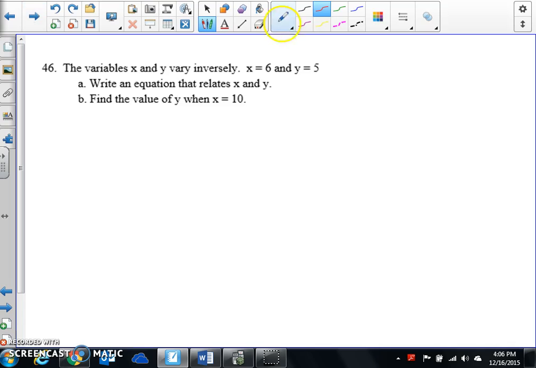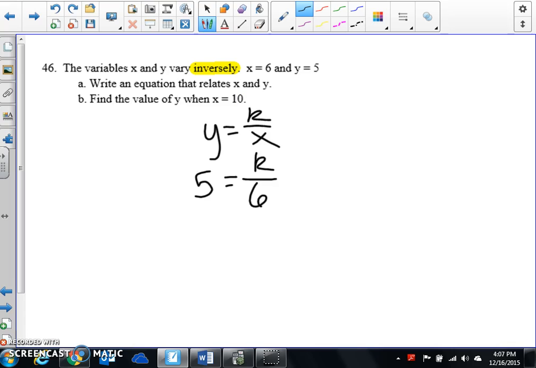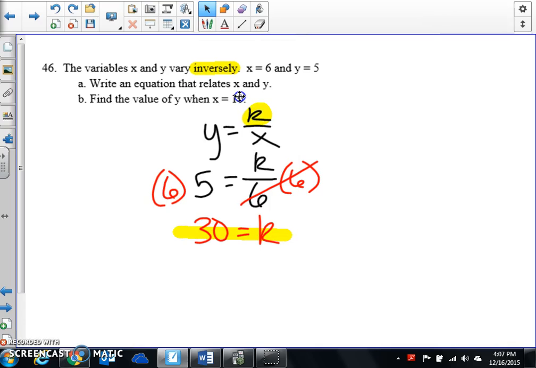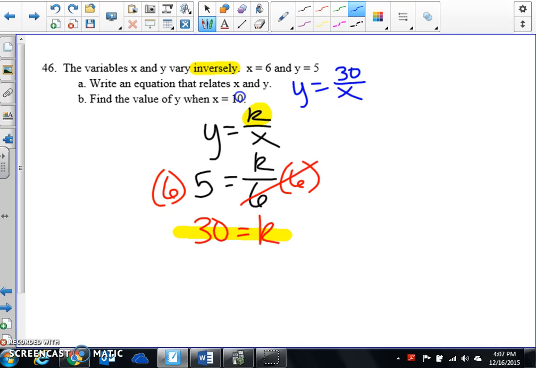All right, this one's inversely. If I see inversely, I immediately write y equals k over x. So x is 6, y is 5. So I start by multiplying both sides by 6. K equals 30. So now I take the fact that k is 30 and I plug it back into my equation. So my equation is y equals 30 over x. Then I use this equation and plug in that x is 10. 30 divided by 10 is 3. So y equals 3.